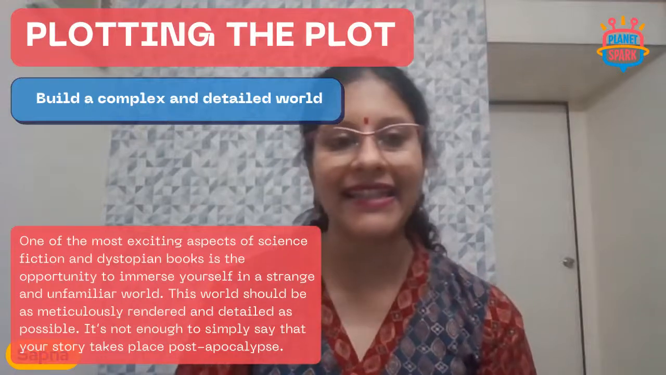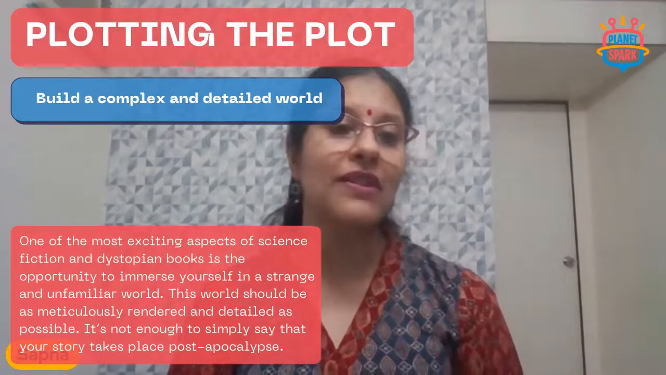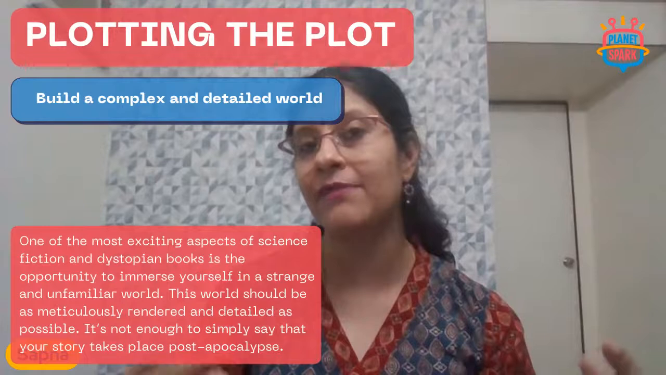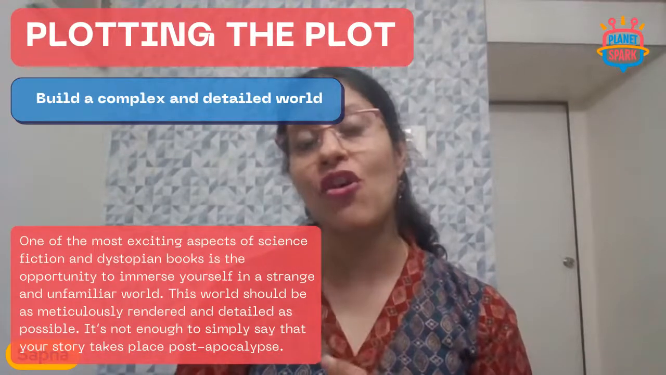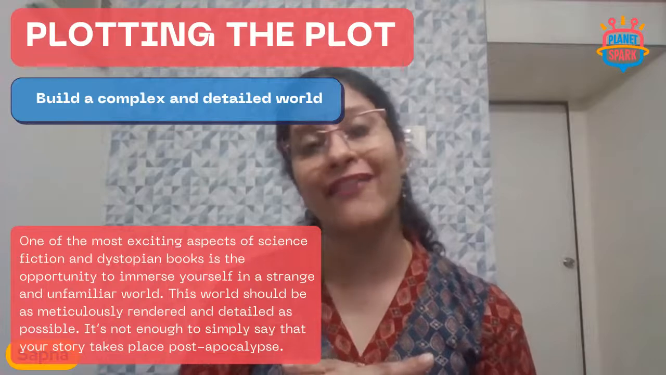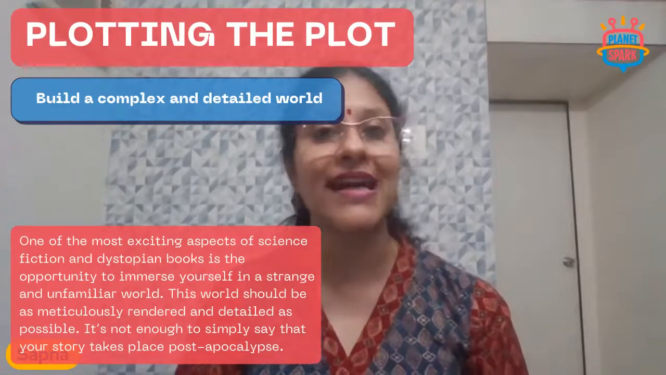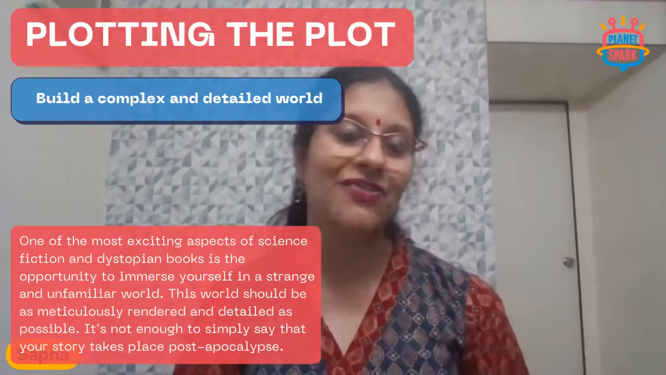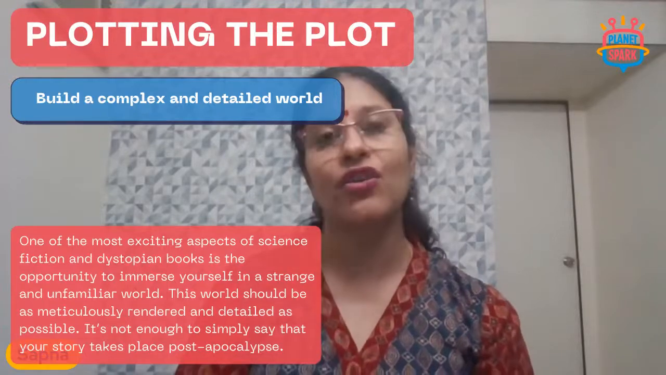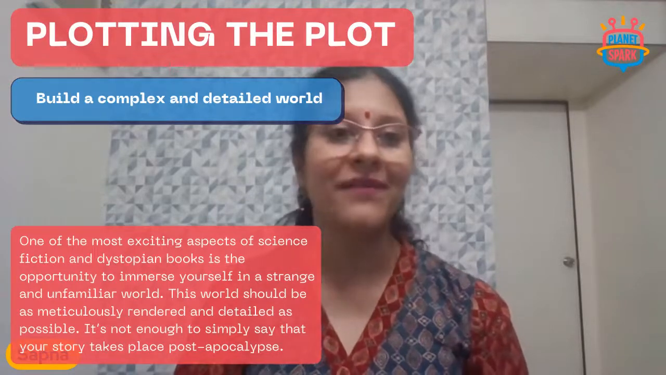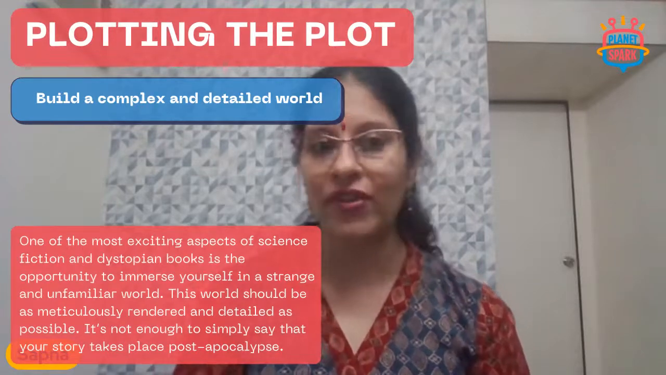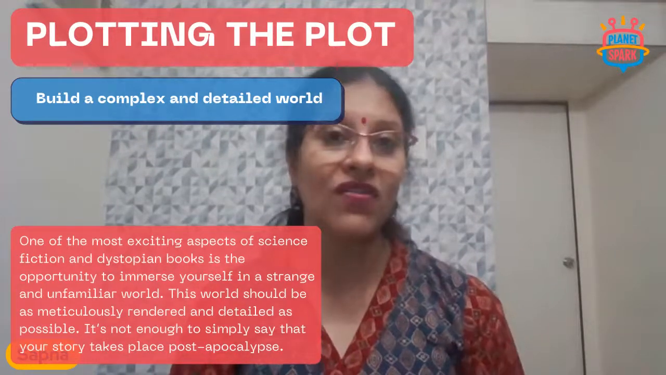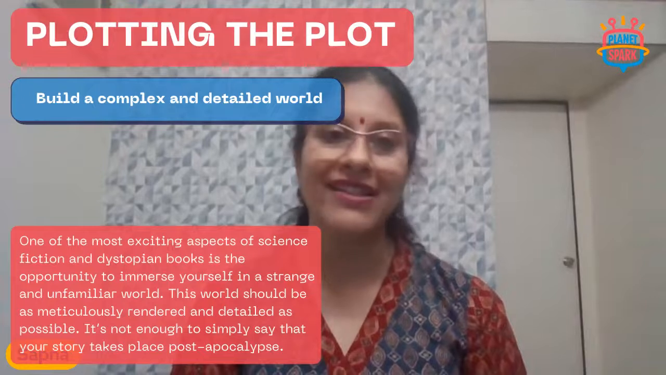So keep it as detailed as possible, and it's not enough to simply say that your story takes place in a post apocalypse era, but you need to actually give a strong world building, give a vivid description to your readers as to how that world looks as of now, what are the new rules that people need to follow, and all the intricate little details that you can add to your story will really help and make this genre more and more exciting, right?